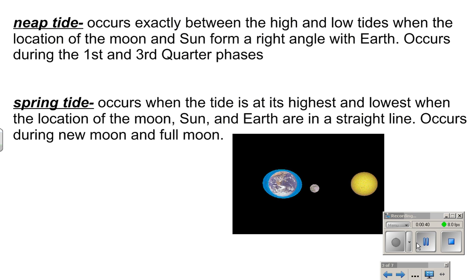Spring tide occurs when the tide is at its highest and lowest, when the location of the moon, sun, and earth are in a straight line. Occurs during the new moon and full moon.